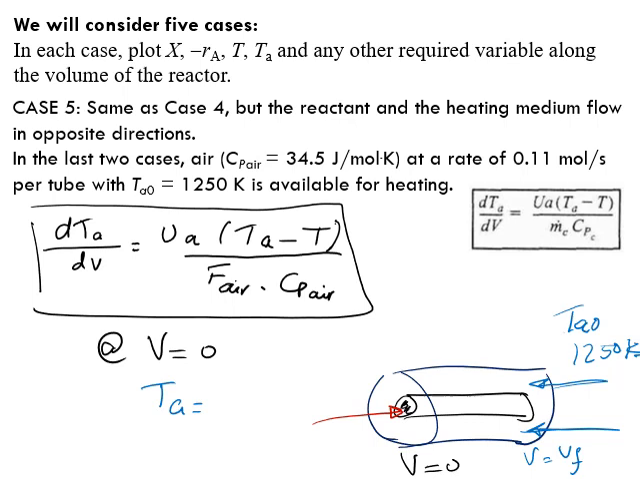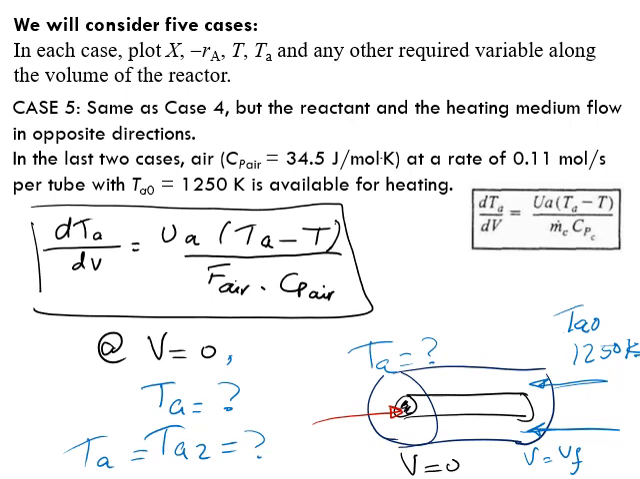So do we have T_A at volume 0? Do we have it here? Well, we don't have it, right? You can call it T_A2. So T_A equals T_A2 at V equals 0, but we don't know it. All that we know is that it must be lower than 1250, because the heating medium is giving away its heat to the reaction mixture, but we don't know what the value is. So what do we do?